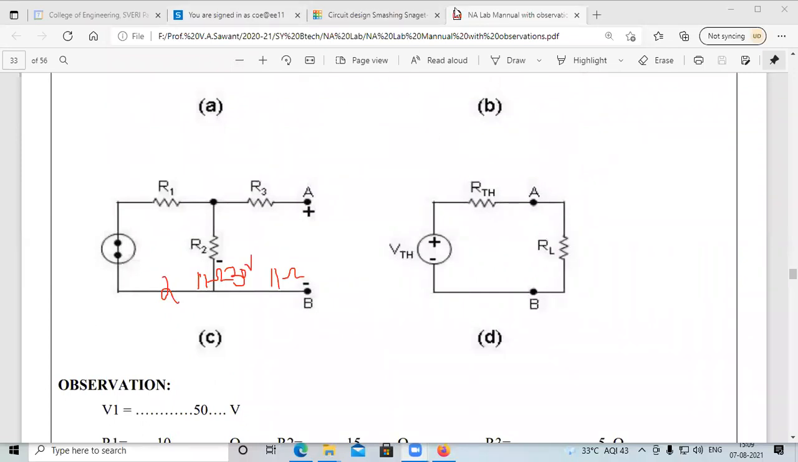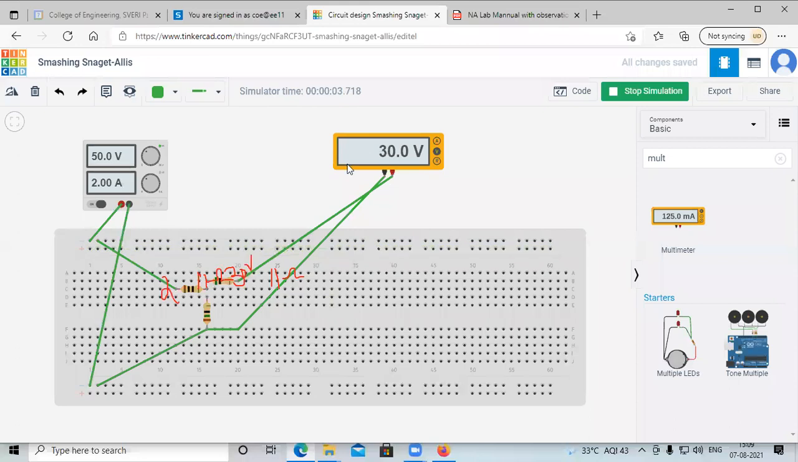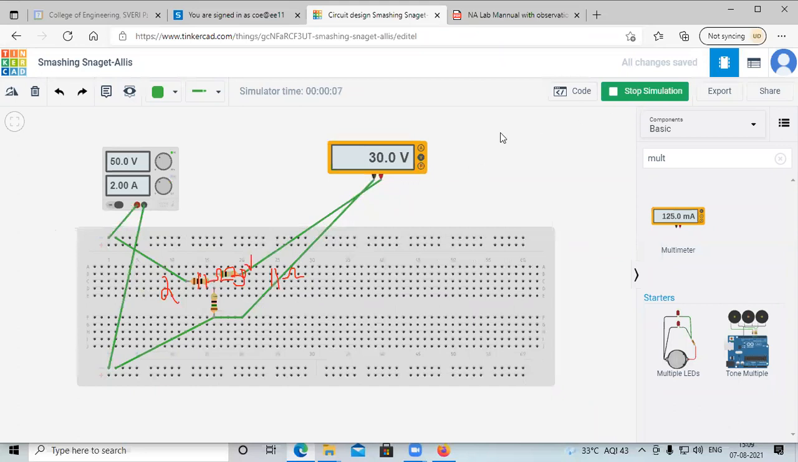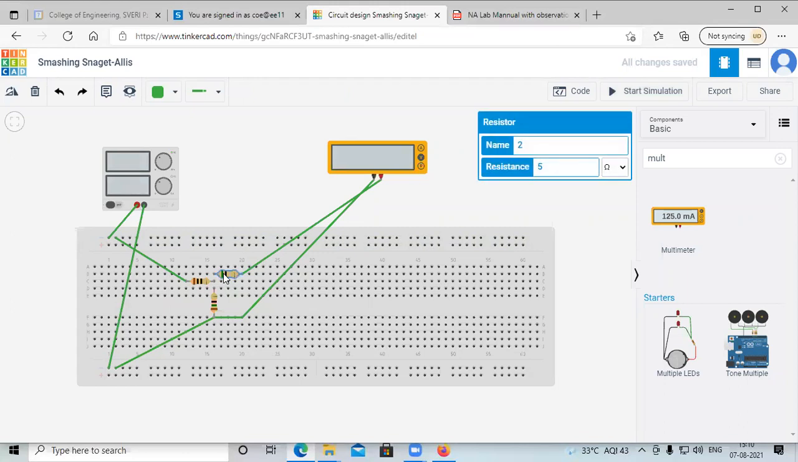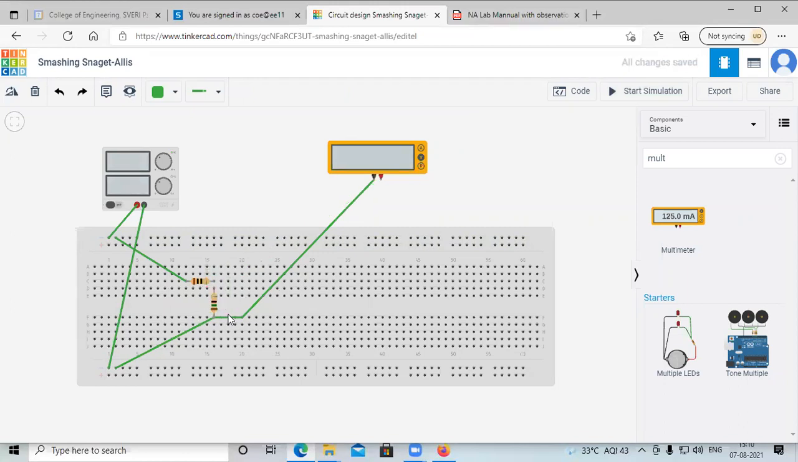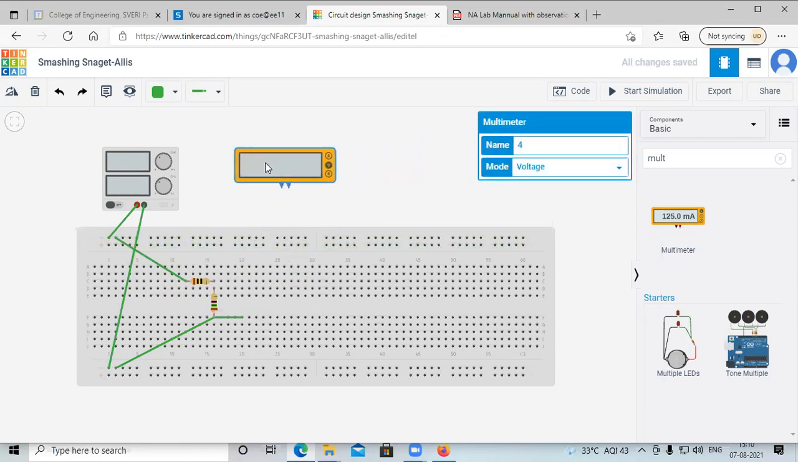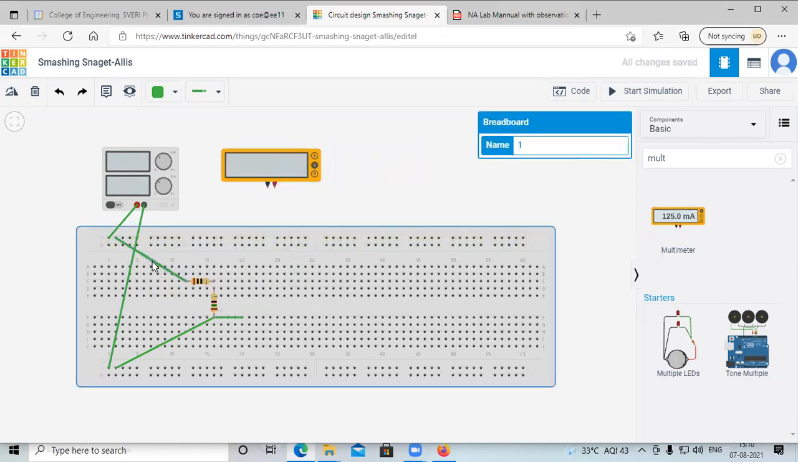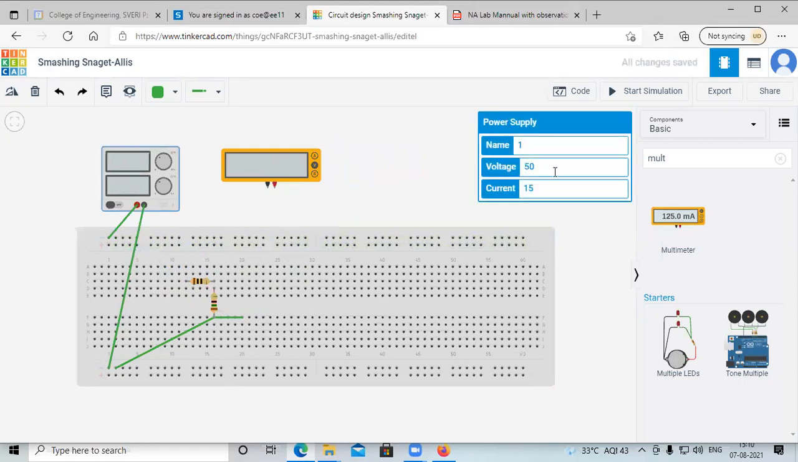So I will draw the equivalent circuit. See, in this I will draw one of the equivalent circuits. For drawing an equivalent circuit I require only 2 resistors. I want 2 resistors which are connected in series and total voltage VTH. So I will select the VTH. VTH is equal to 30.